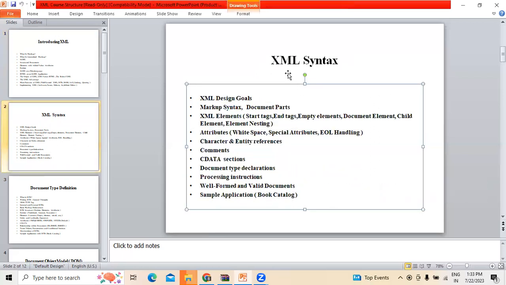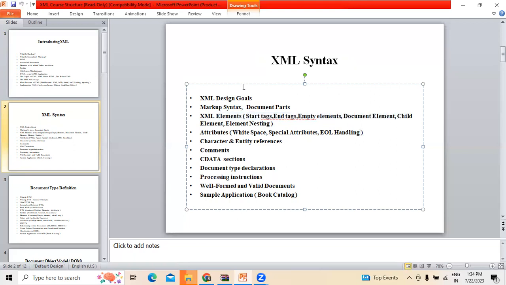Now, this is where XML syntax comes in, these are the different syntax topics you can see here. One, we need to know about the design goals first. What design goals do we have? At the same time, for every markup language, there will be a syntax which we normally follow. So the markup syntax and the document parts will be explained. Followed by this, I'm going to explain the XML elements, like start tags, end tags, empty elements, the document elements, child elements, etc.